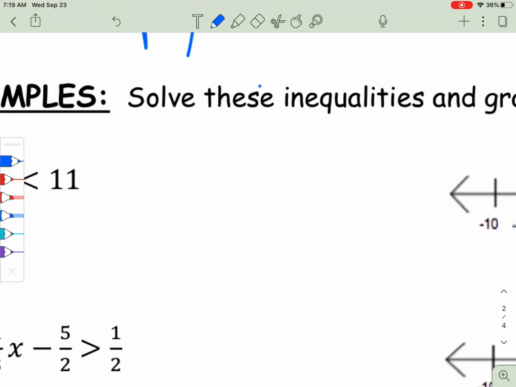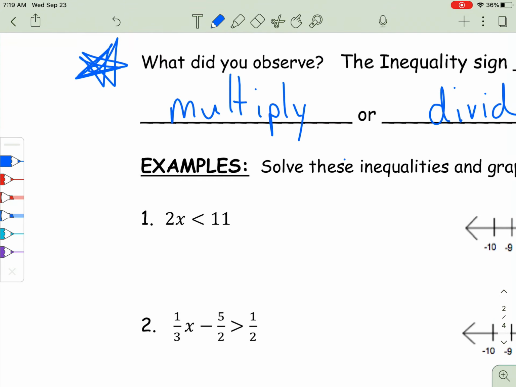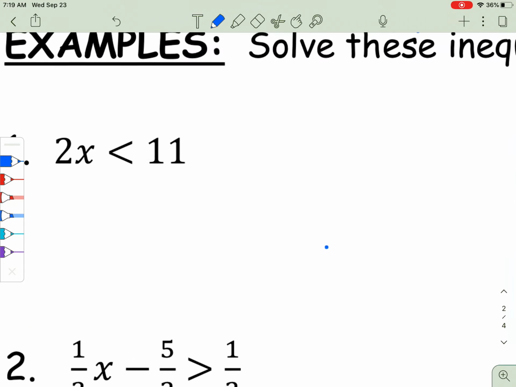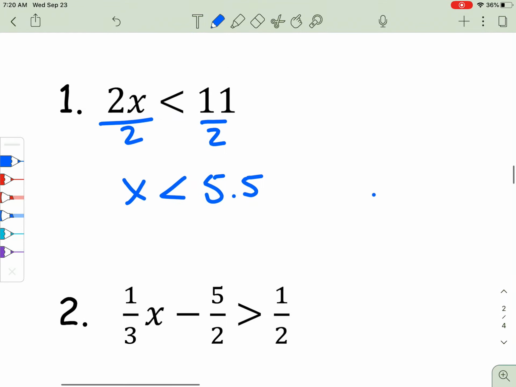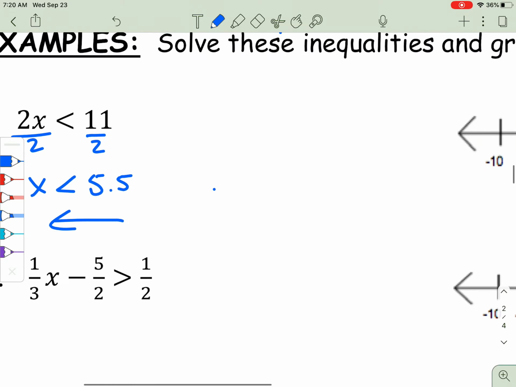Solve these inequalities and then graph the solution on the number line. So let me give you a little piece of advice. If the x is on the left, you follow the direction of the arrow. If the x is on the right, it is the opposite. Okay, so 2x and 11, divide by 2. It's +2, so we do not have to flip the sign. This gives us x is less than 5.5. X is on the left, it points this direction.